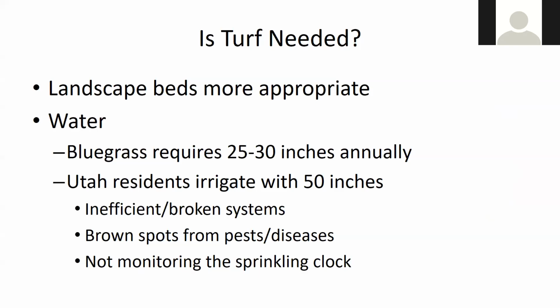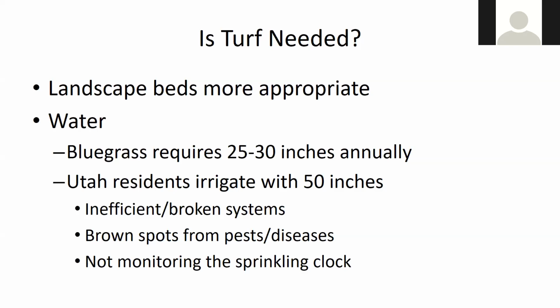The average Kentucky bluegrass lawn, which 98% of our lawns here in northern Utah are, requires, to stay green in the summer, and in the wild it doesn't, but just to stay green, between 25 and 30 inches of irrigation from late May into October.